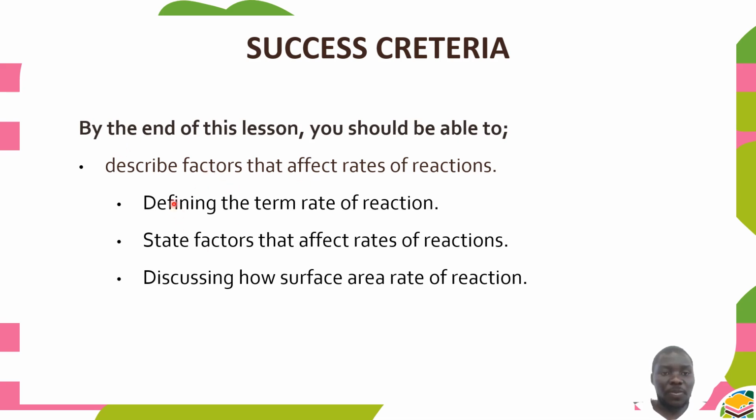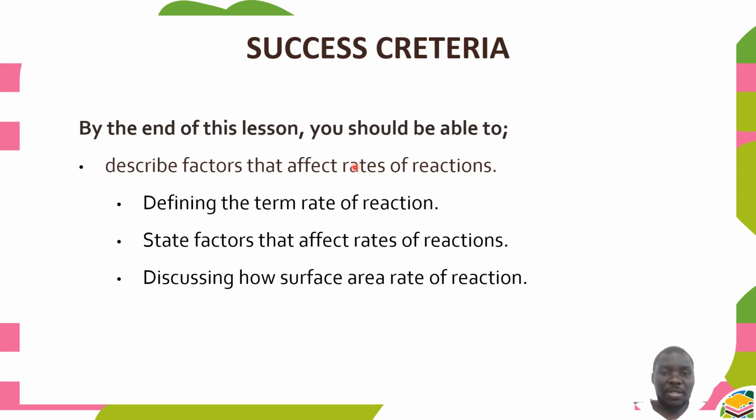But to be precise on what we're going to do in this lesson, based on the main objective, we're supposed to define the term rate of reaction. We're supposed to state factors that affect the rate of reaction and discuss how surface area affects rate of chemical reaction. Now, since we have looked at the success criteria that we're supposed to achieve, let us look in detail at what we are going to learn on this topic.